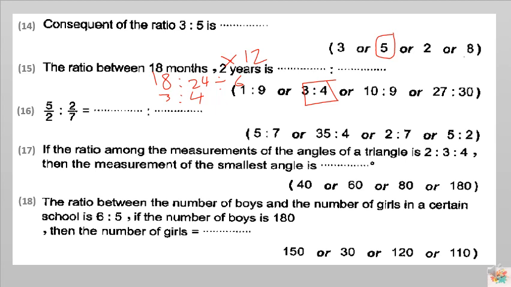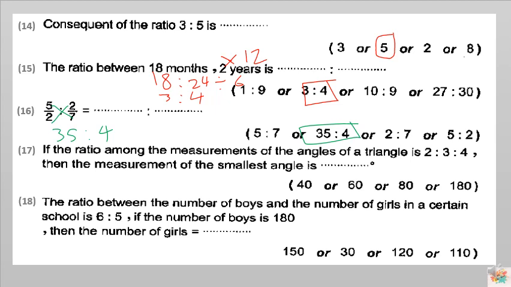The next 5 over 2 to 2 to 7 ازاي نحلها يا مستر؟ كنا بنعمل cross multiplication. That's 7 by 5 35 and 2 times 2 it's 4. شفت انا عملت cross multiplication and we got the answer.